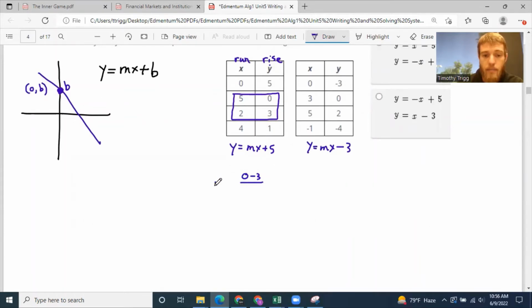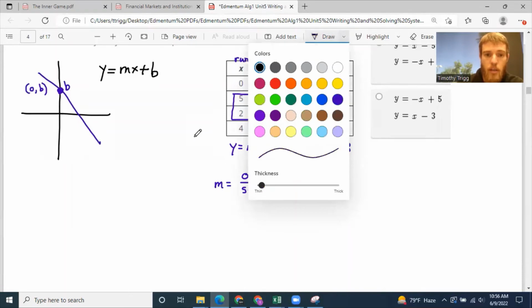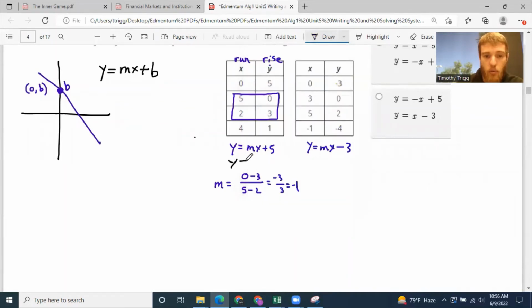That's the rise. So we're finding our slope. How do we figure out the run? Subtract the x values. 5 minus 2 in this case. So what does that give us? Negative 3 over positive 3, which is negative 1. So the slope for this line is negative 1. So now we know the equation for this line. It's y equals, what's our m? Negative 1, x plus 5.